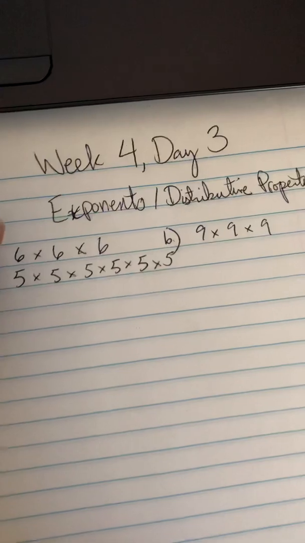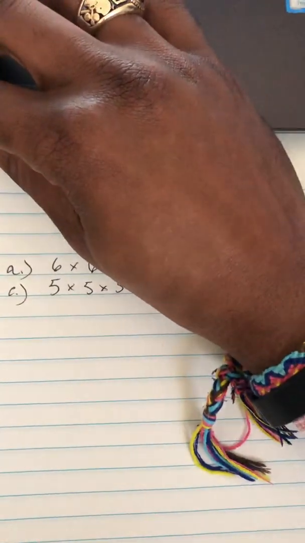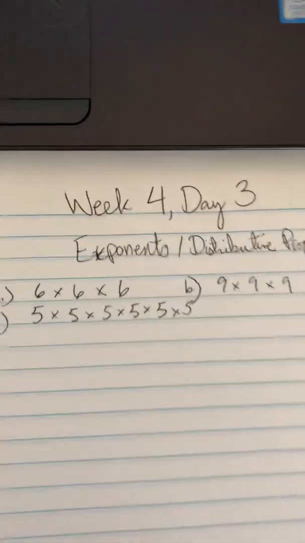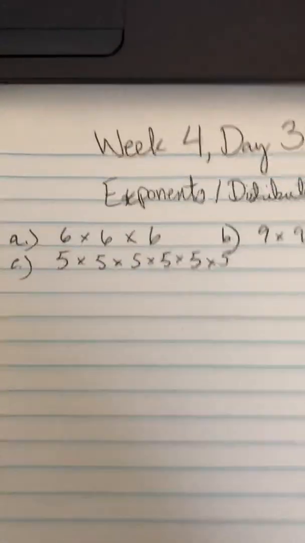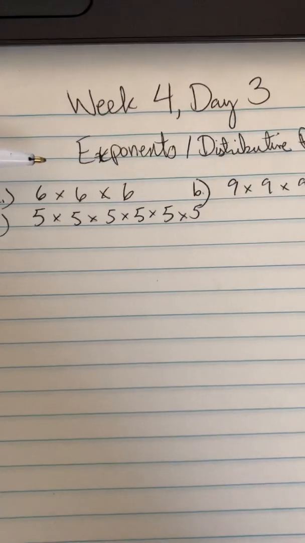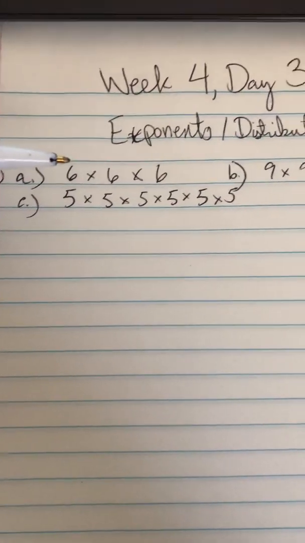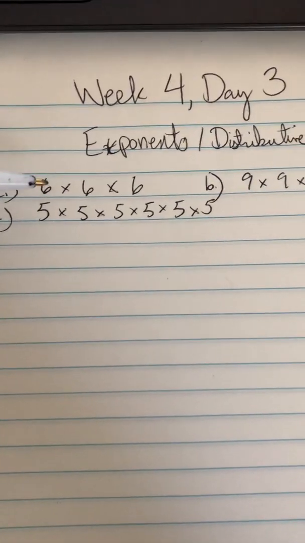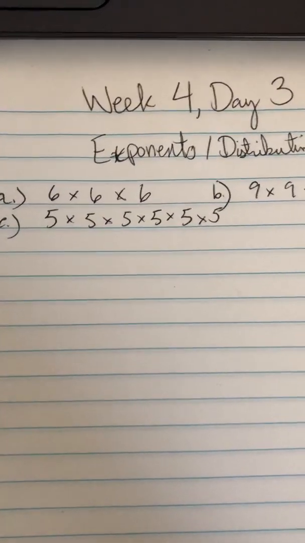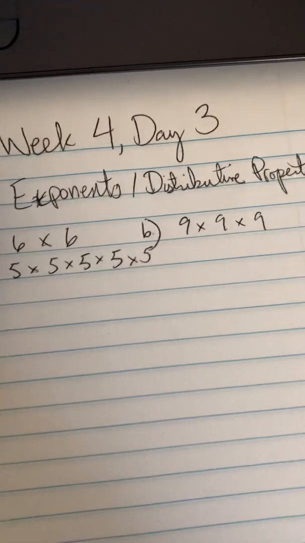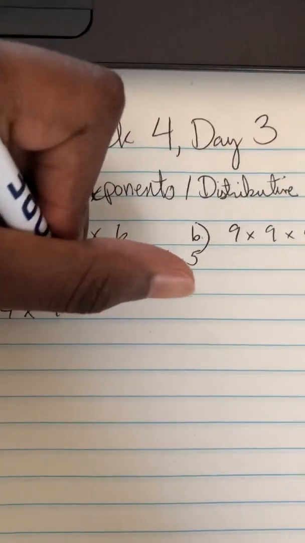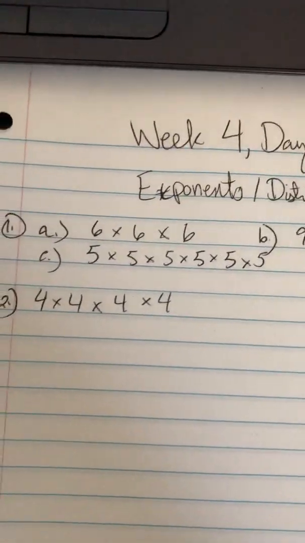Number 2, let's go with it real quick. Scroll down. It says rewrite the multiplication problem as an exponent. So now we're just going to do what we did here, and we're going to reverse it, right? So we're going to reread it like this. So now we have the multiplication problem: 4 times 4 times 4 times 4. What's that, 5? Yep, times 4.